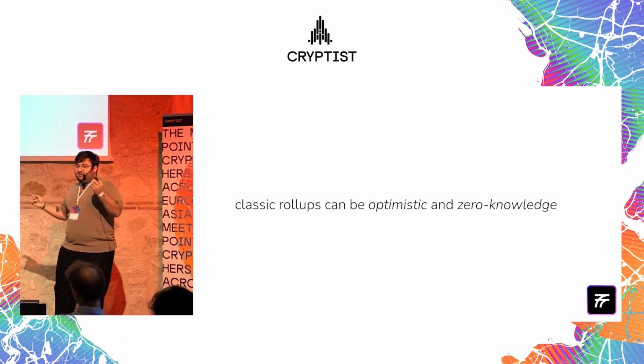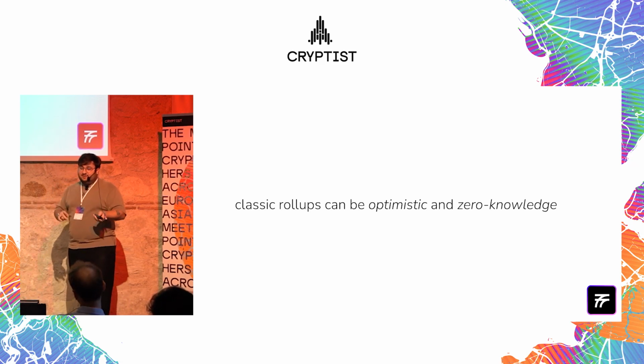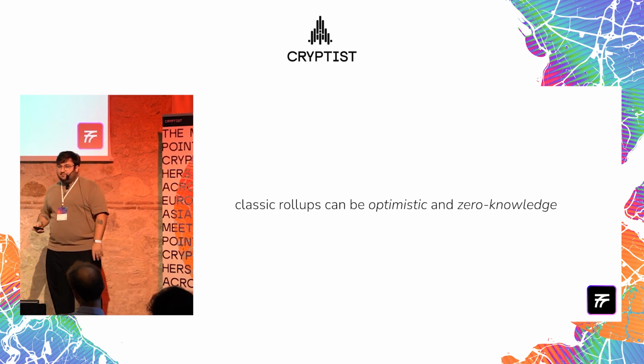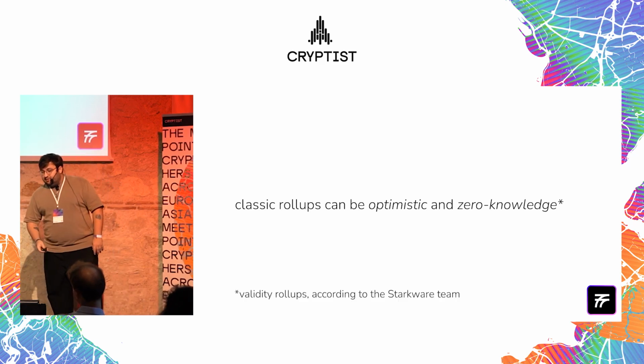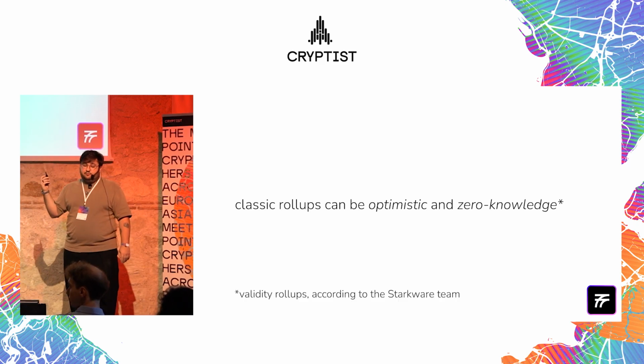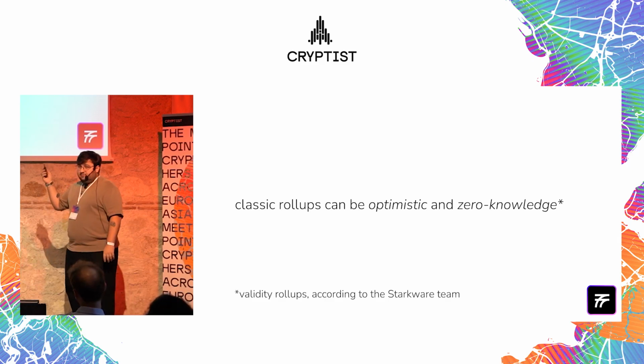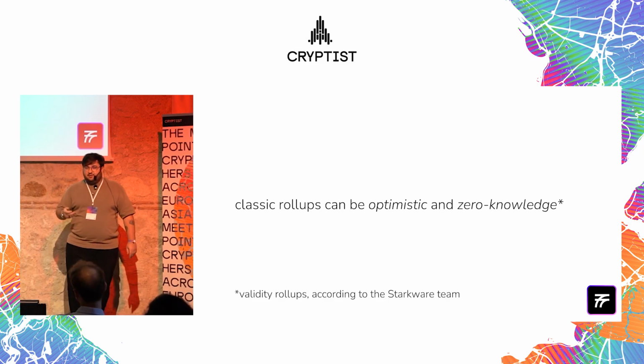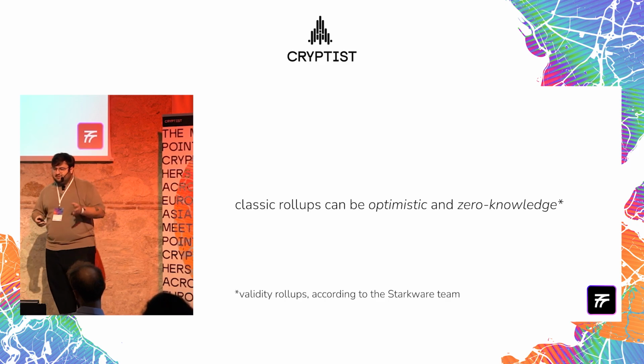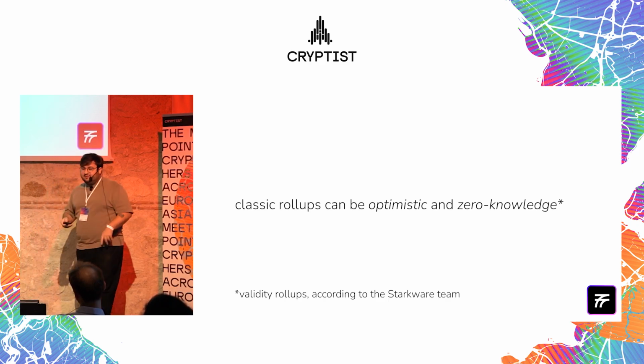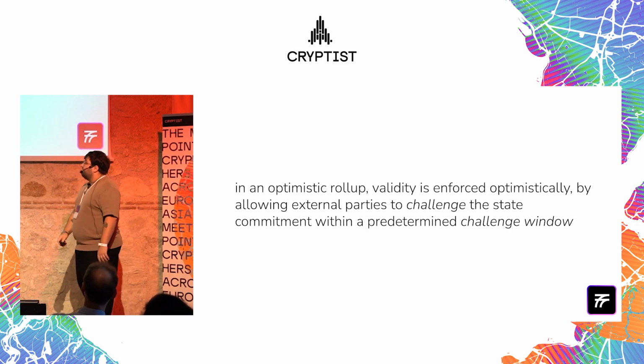Again, classic rollup is an umbrella term that can represent both optimistic and zero-knowledge rollups. And in case there's anyone from Starkware in the crowd, zero-knowledge rollups are validity rollups, because usually when Starkware people hear zero-knowledge rollups, they get confused for some reason. And let's start with optimistic rollups.